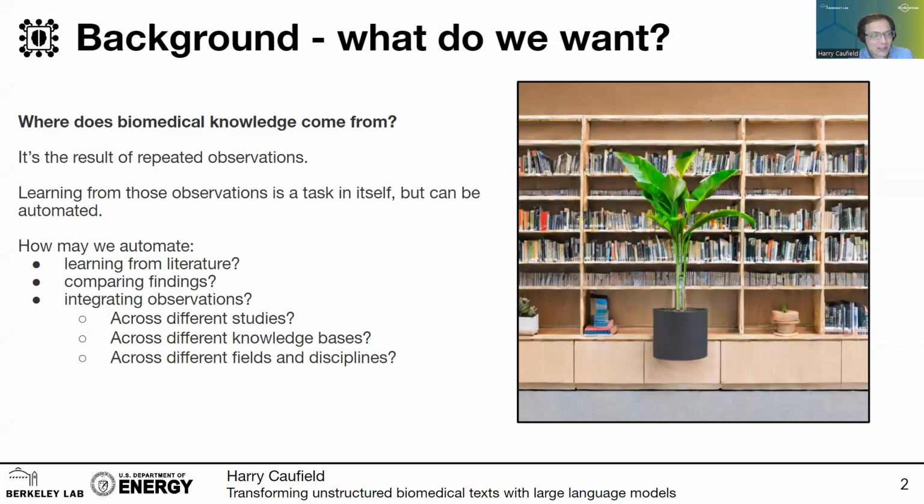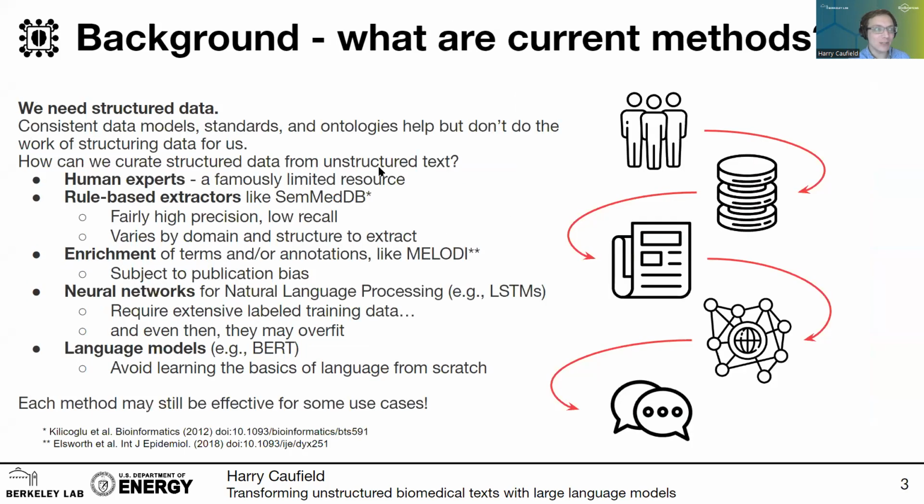So how do we actually automate learning from literature, comparing findings, or even just integrating observations across studies, knowledge bases, and across entire fields and disciplines? If the past few decades have taught us anything, it's that we need structured data. We need consistent data models, standards, and ontologies that can help with this process and help make our data more manageable and more machine operable. But they don't do the hard work of actually structuring the data for us.